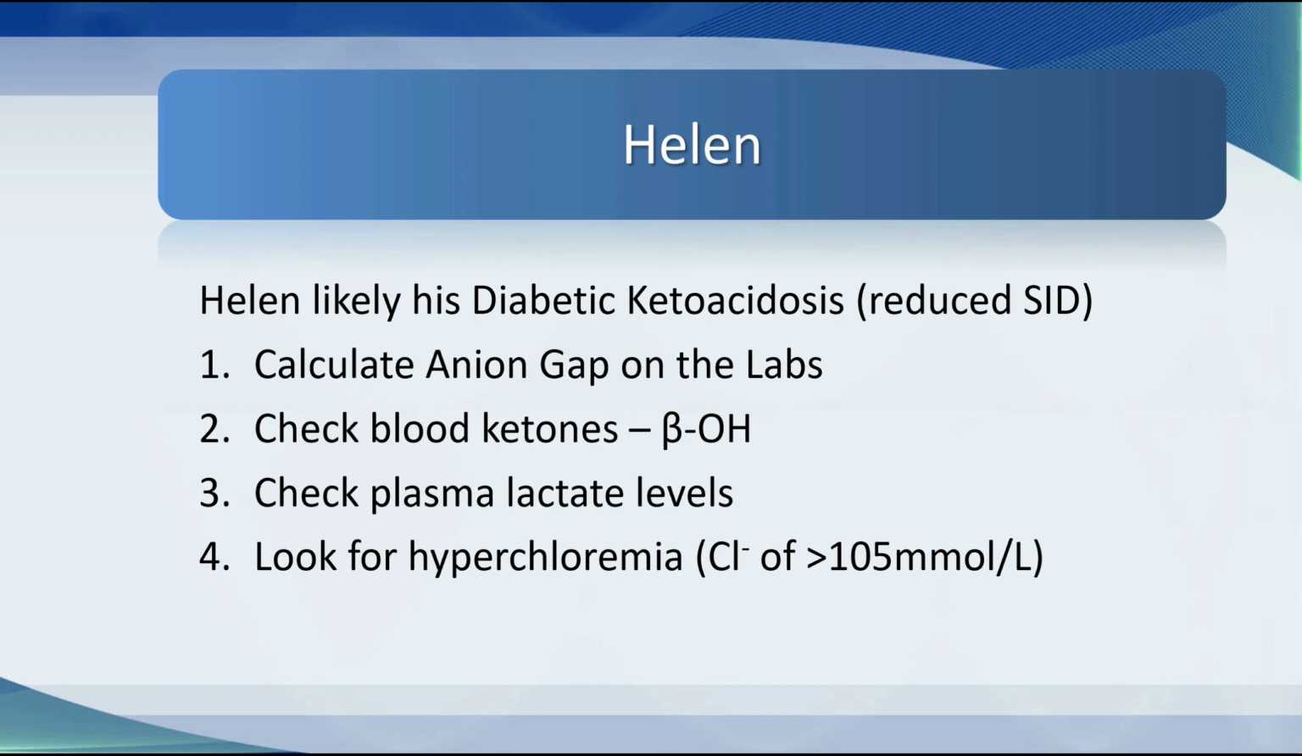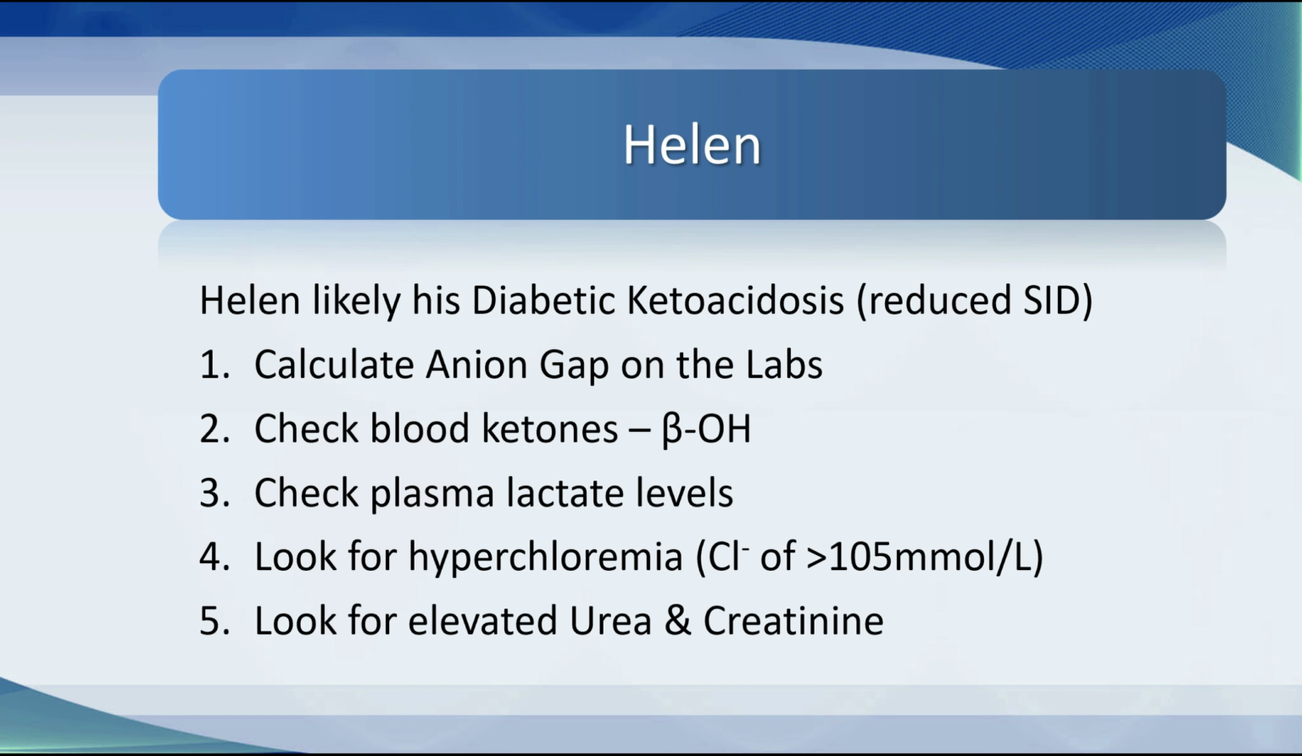But a chloride of over 105 is evidence of hyperchloremia, assuming that the sodium is lower than 145. You should also look for elevated urea and creatinine. In this scenario, all of the causes of metabolic acidosis are addressed: ketoacidosis, lactic acidosis, hyperchloremic acidosis, and so-called renal acidosis that occurs due to the accumulation of metabolic junk products.